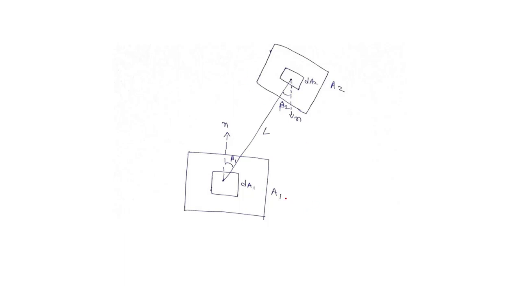Heat is emitted from area 1 in all directions, and a few of the rays are transferred to area A2. Similarly, A2 is emitting radiation in all directions and a few are transferred to area 1. So we will discuss both of these in this theory.